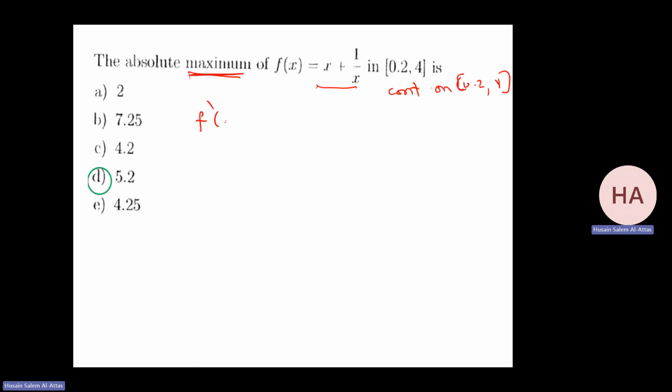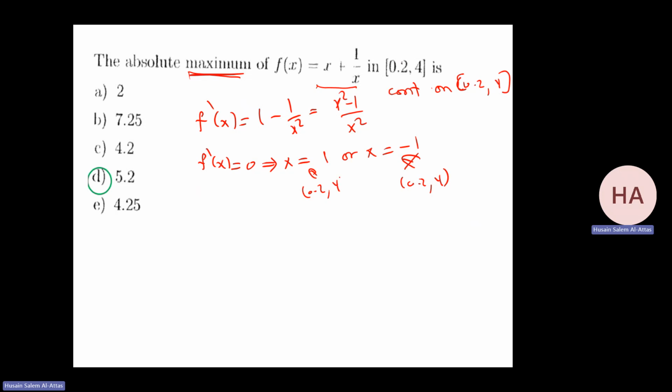So it will be f prime. F prime will be 1 minus 1 over x squared. This will be x squared minus 1 over x squared. So f prime equals 0. That gives me x equals plus or minus 1. That gives me x equals 1, or x equals minus 1. This does not belong to the interval, so it's out. This one belongs to the interval.